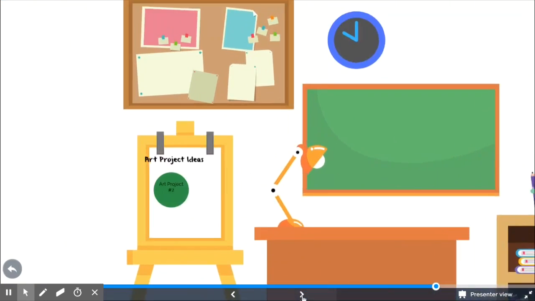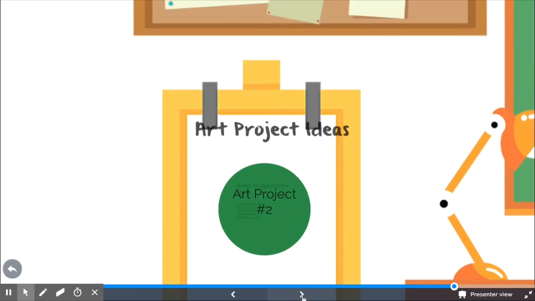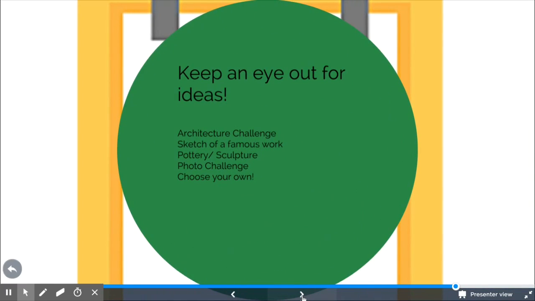All right. As you read and go through these lessons, I want you to start thinking about your art projects. So we'll have an architecture challenge for your art project, which means that anything that we talk about that's a building or a structure, you can try to recreate using any material that you want. So paper mache, clay, anything that you want, paper. You could also sketch a famous work. So as I go through some of these pieces of art, if you really like it and you'd like to try to sketch it, you can make that your art project.